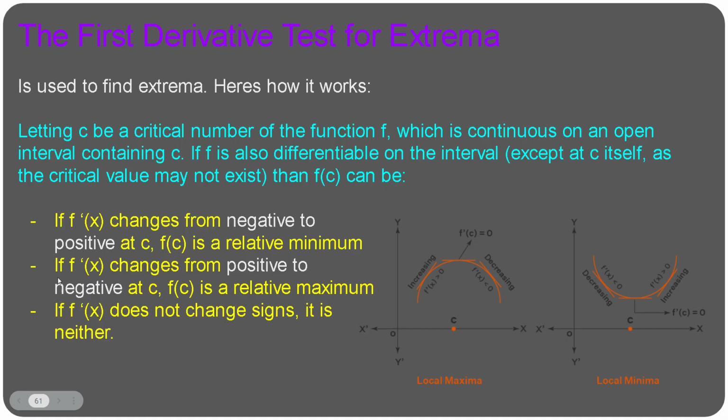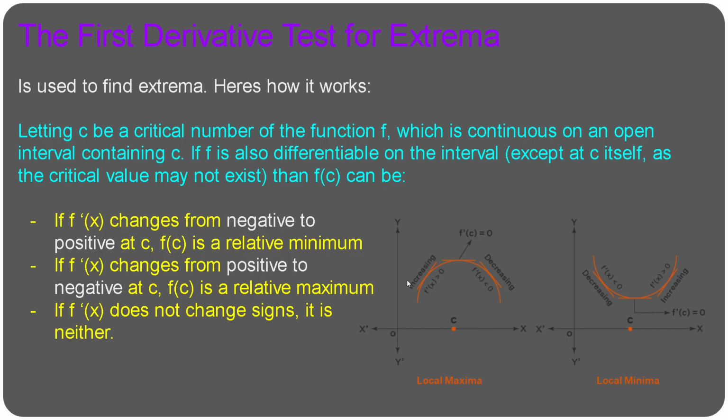And then the same can be said for f prime of x when it changes from positive to negative at the point c: f of c is a relative maximum. With this, I like to think of mountains and valleys. When you're going to the top of a mountain and then you hike back down, you can think of the mountain as a maximum. And as you climb up the mountain, your derivative, your slope, is positive. And then once you reach the top of the mountain, you stop moving. And then you start going down the mountain and your slope is negative.